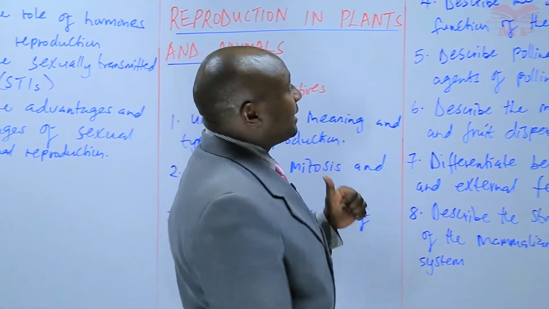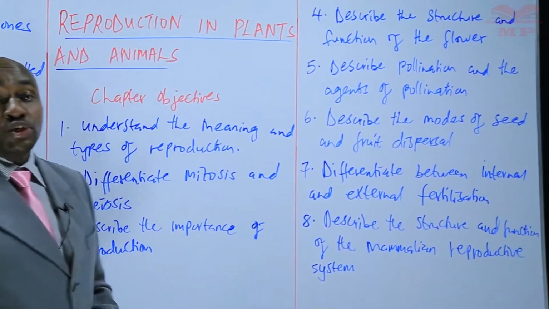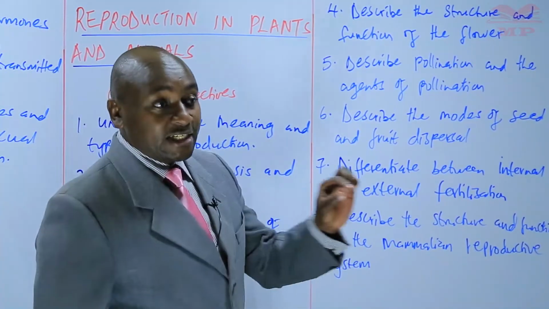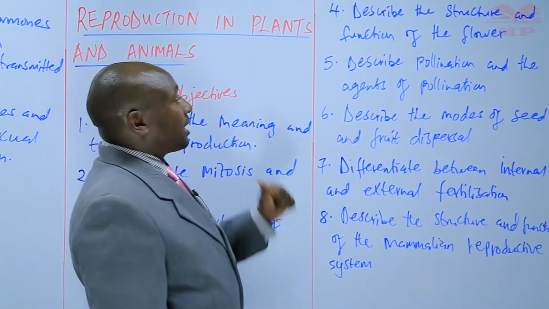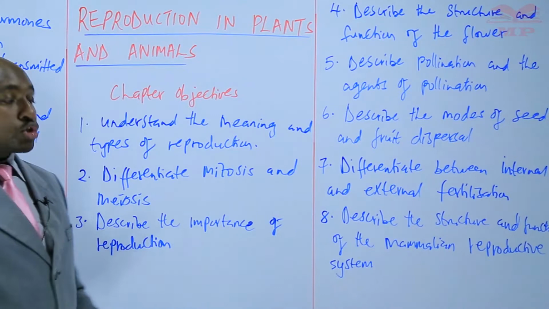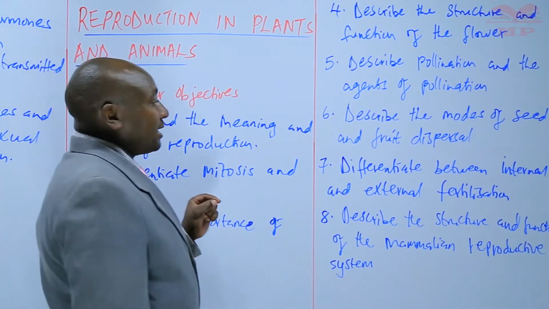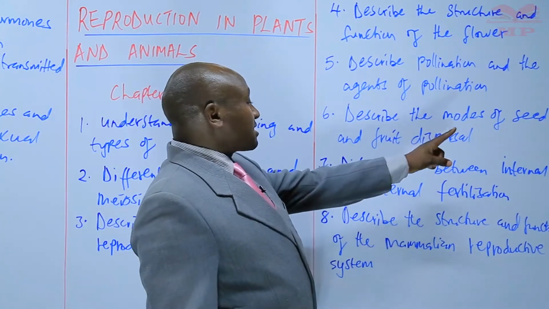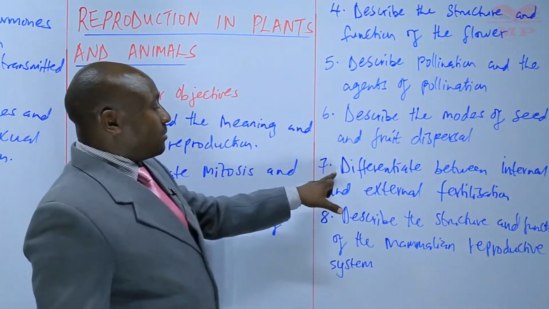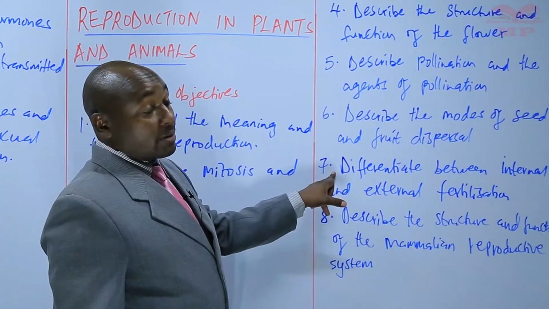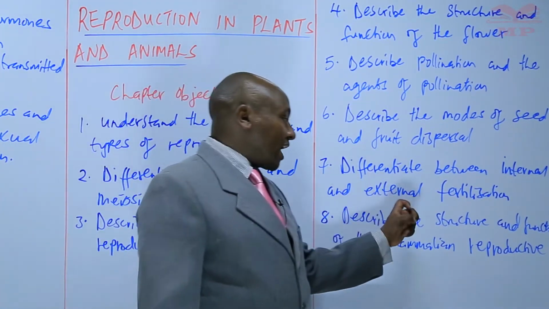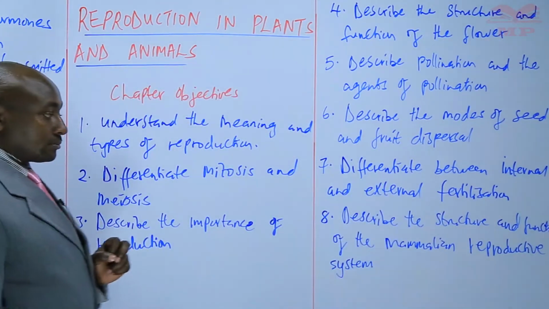Number 4, describe the structure and function of the flower. Remember, the flower is the reproductive organ in plants. Describe pollination and agents of pollination. We look at that. Describe the modes of seed and fruit dispersal. Now, from animals, we shall start from objective number 7, whereby we shall differentiate between internal and external fertilization.